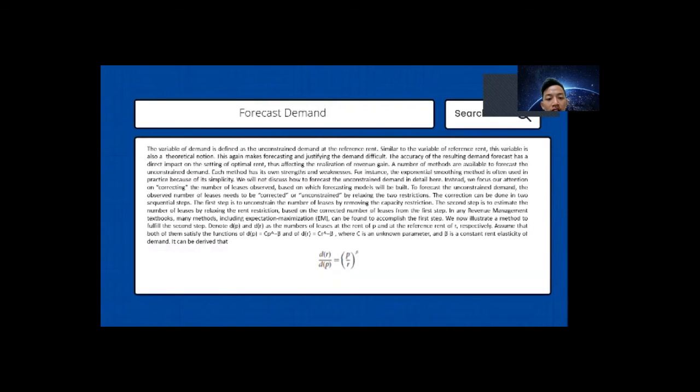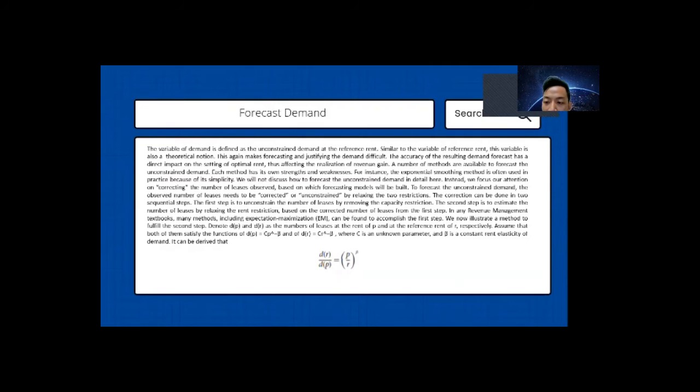Each method has its own strength and weakness. For instance, the exponential smoothing method is often used in practice because of its simplicity. We will not discuss how to forecast the unconstrained demand in detail here. Instead, we focus our attention on correcting the number of leases observed, based on which forecasting models will be built.